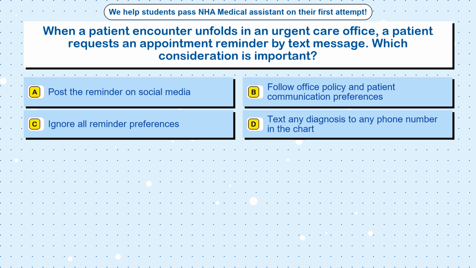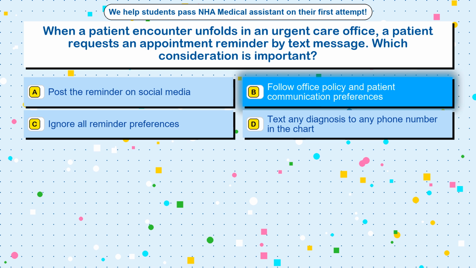Option A. Post the reminder on social media. Option B. Follow office policy and patient communication preferences. Option C. Ignore all reminder preferences. Option D. Text any diagnosis to any phone number in the chart. The correct answer is option B. Follow office policy and patient communication preferences.